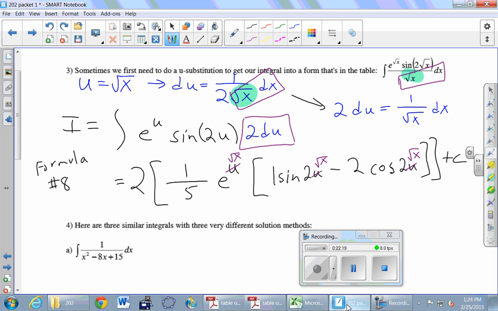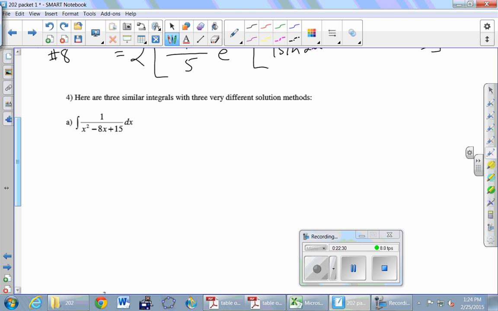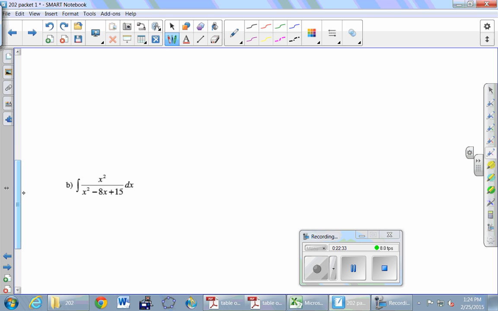Okay, so we're going to look at number 4, which has 3 different parts. And before we get into the nitty-gritty details of number 4, I just want to compare the 3 original problems. The first one is the integral of 1 over x squared minus 8x plus 15. The next one is x squared over the same thing. And the last one on the next page is 1 over x squared minus 8x plus 18. I think it was a 15 a moment ago, right? Slight differences in these 3. It's going to turn out the solution method is very different for the 3. All right, let's go back to part A.